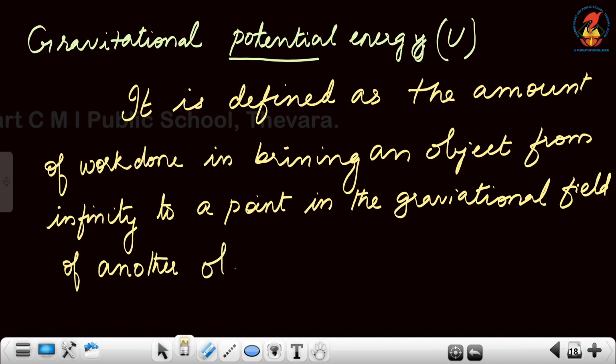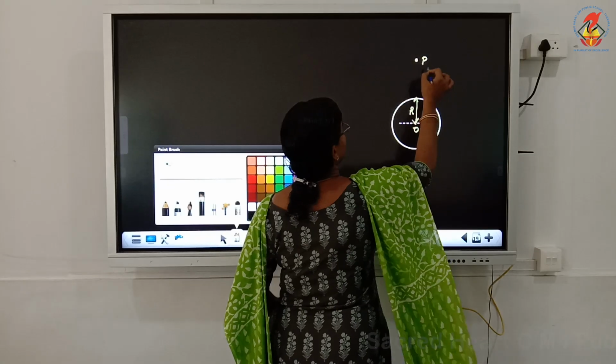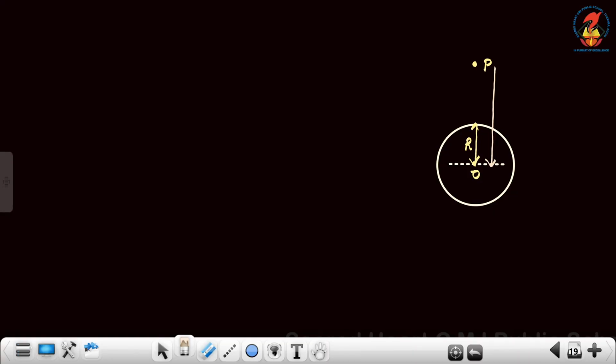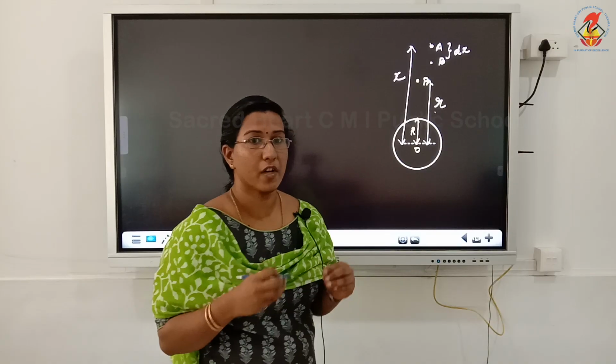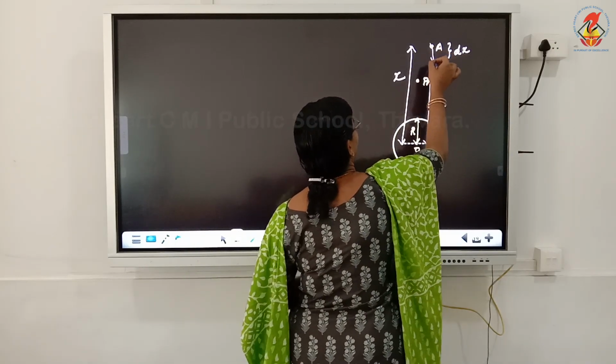Now, if you take the case of Earth, Earth also has a gravitational field, and any object placed within this gravitational field of Earth will be attracted towards the center of the Earth. So, now we are going to derive an expression for gravitational potential energy. What is gravitational potential energy? We understood what a gravitational field is: a region around the object where the gravitational force can be experienced by another object placed there.